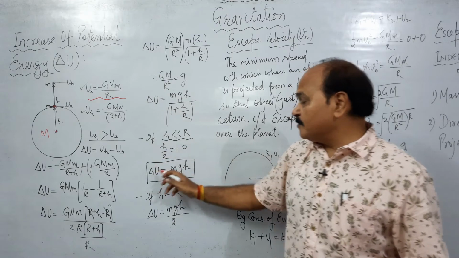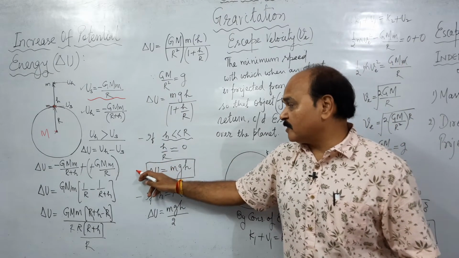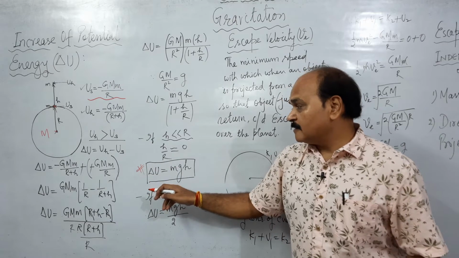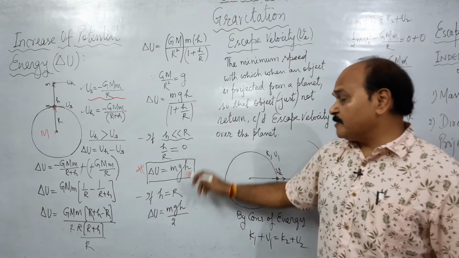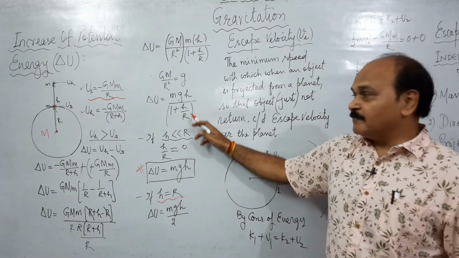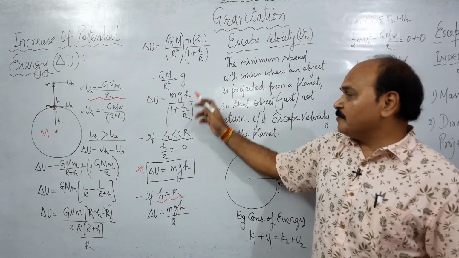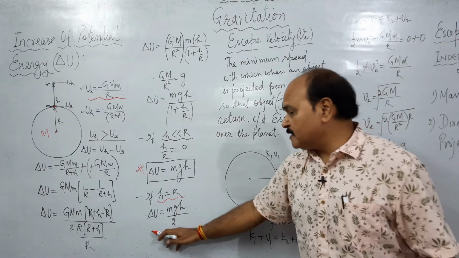So this is the increase in potential energy when the object moves up by distance h, and h is much smaller than R. Now see, if the object moves up by distance h, and h happens to be equal to R, in that case this ratio would be 1. If this ratio is going to be 1, what is the increase in potential energy? mgh upon 1 plus 1, which is 2. This is mgh by 2.